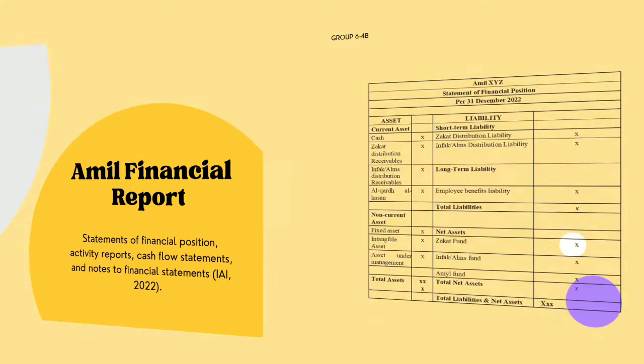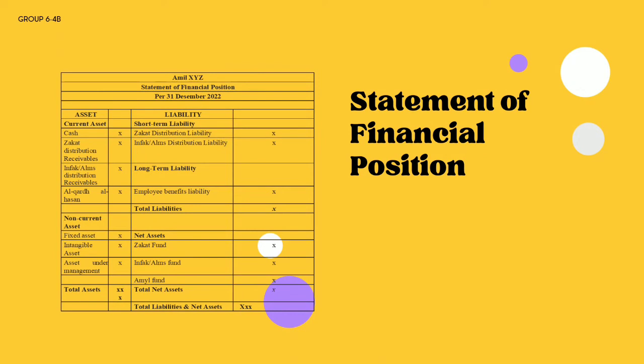Amil Financial Report number 1 is Statement of Financial Position. This statement of financial position is prepared by Amil entities by taking into account the provisions contained in the relevant PSAK and ISAK, but not limited to the following items. Point A is assets. Assets in the statement of financial position of Amil's financial statement consist of cash and cash equivalents, receivables for distribution of zakat, receivable for distribution of infak and alms funds, al-Qard al-Hasan, fixed assets, intangible assets, and assets under management. Point B is liability. Liabilities in this report consist of liabilities for distribution of zakat, liabilities for distribution of infak and alms, and liabilities for employee benefits. And point C is net assets. Net assets consist of zakat funds, infak and alms funds, and Amil funds.